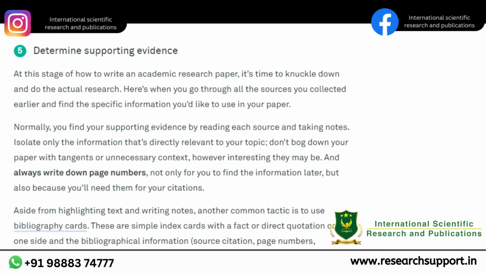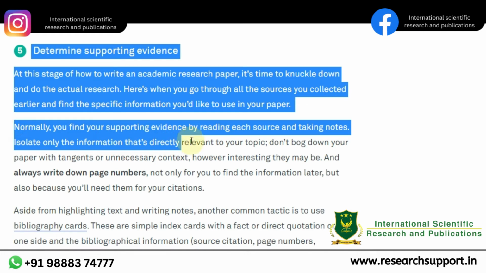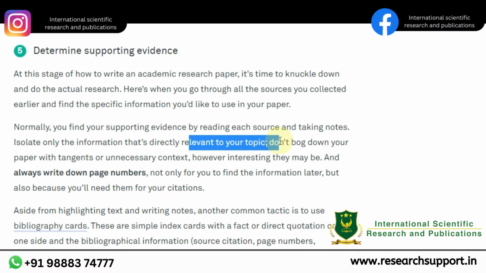And the next thing is you have to determine your supporting evidence. Normally, you find your supporting evidence by reading each source and taking notes. Isolate only the information that is directly relevant to your topic. Don't bog down your paper with tangents or unnecessary content, however interesting they may be.